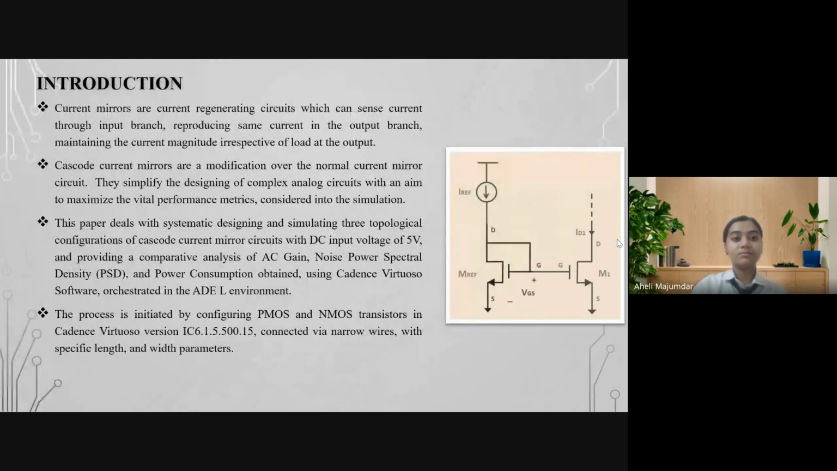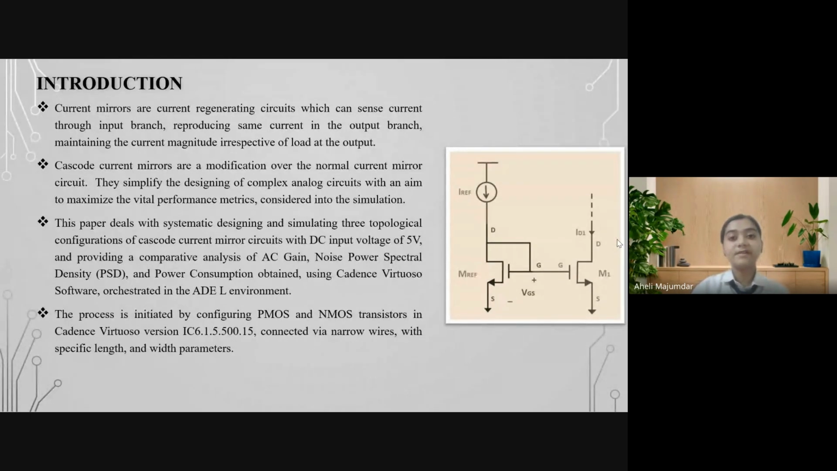Now let us see what a current mirror is. Current mirrors are typically circuits whose output current is exactly the mirror image of the input current, having a constant magnitude irrespective of the load at the output. Besides replicating, these circuits can also amplify or attenuate the reference current. On the other hand, cascode current mirrors are just a simple modification over the simple current mirror circuits. They aim at maximizing performance metrics.